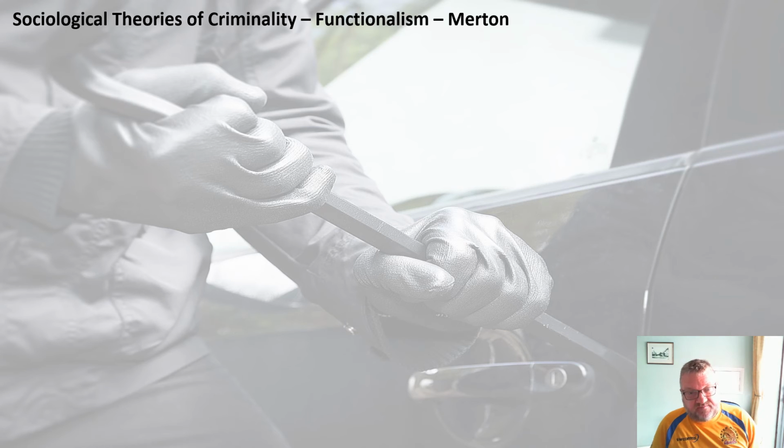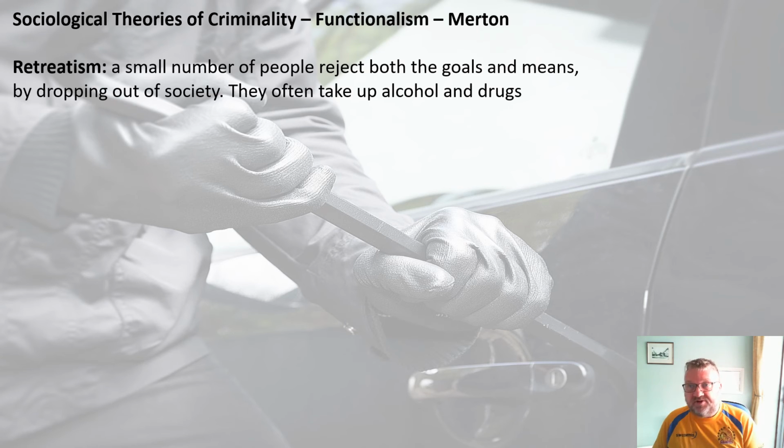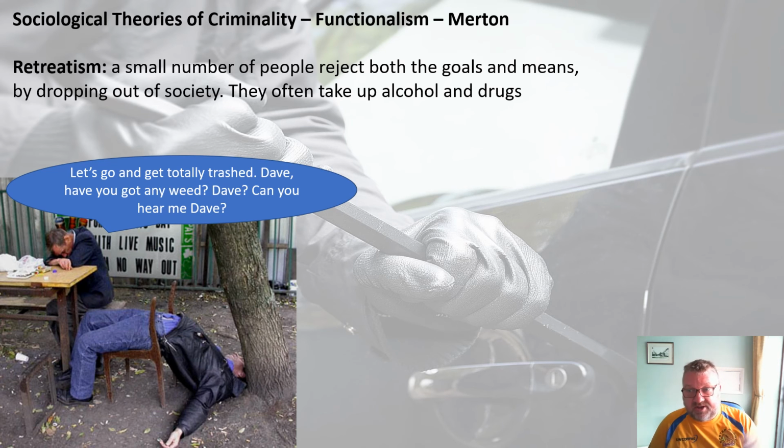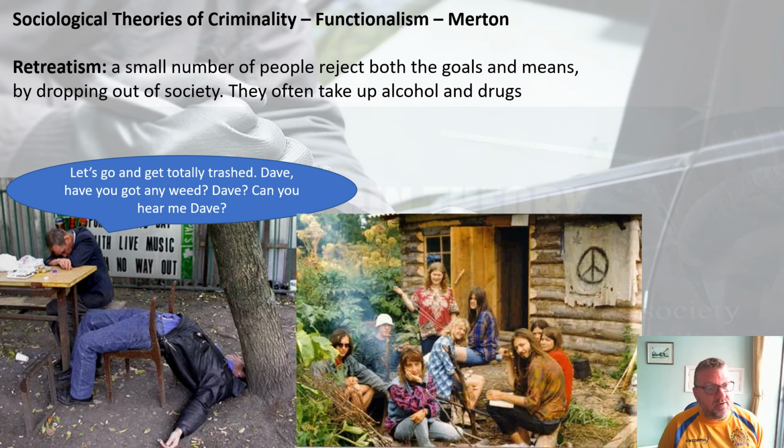Our next category from Merton is retreatism. Merton says you'll always have a small number of people who reject the goals and means of society and drop out of society altogether. He often said that these people will take up alcohol and drugs, but not always. So an example would be this: let's go and get totally trashed. Dave, have you got any weed? Dave, can you hear me? No, Dave can't hear you because he's completely trashed. Or alternatively, you've got this idea of dropping out of society, you go off and live in a hippie commune far away from the societal norms.